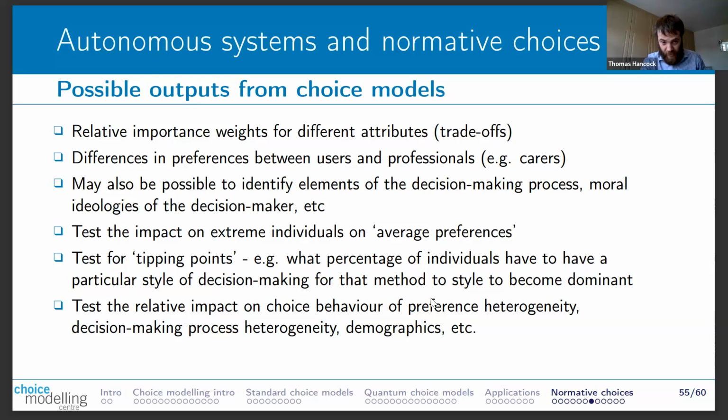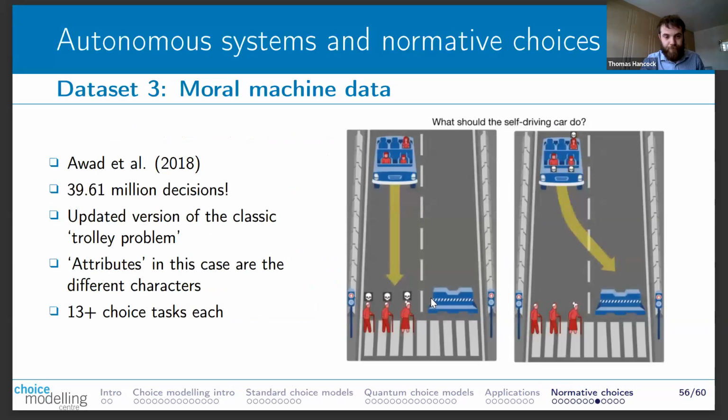This can also help us look for tipping points in terms of what percentage of individuals have to have a particular style of decision-making for that to become really influential. And we can also look at preference heterogeneity in quite a lot of detail with choice modeling. So how do preferences vary across different groups, and how influential is that going to be in our final model?